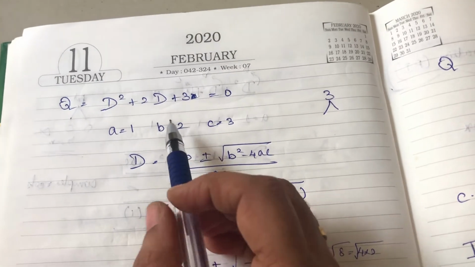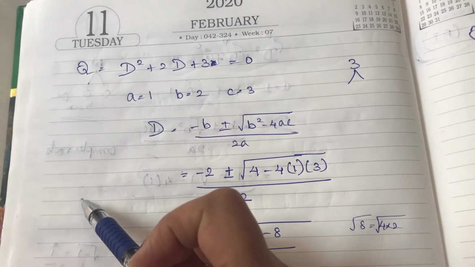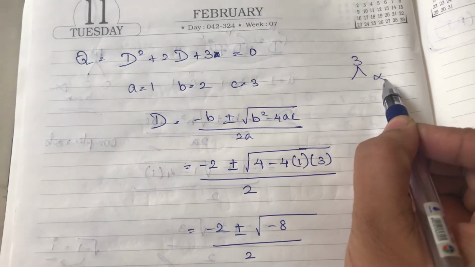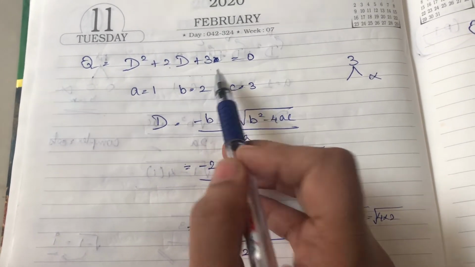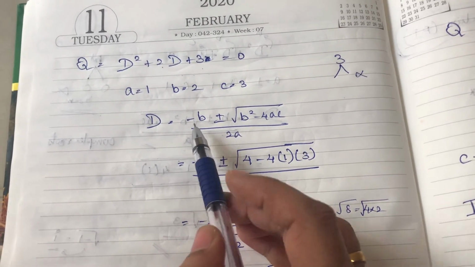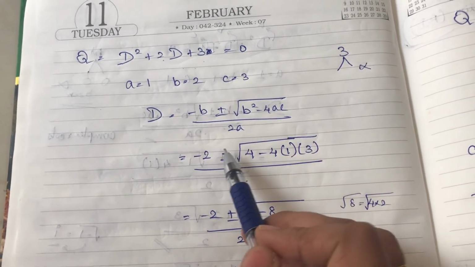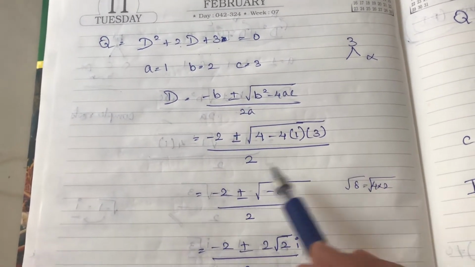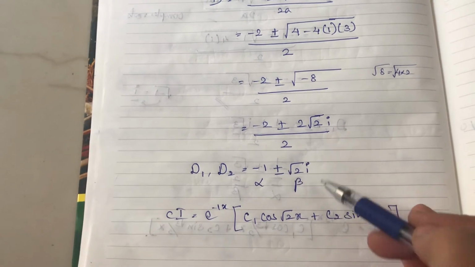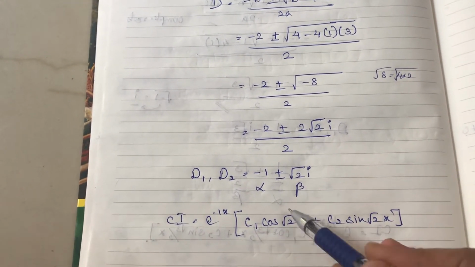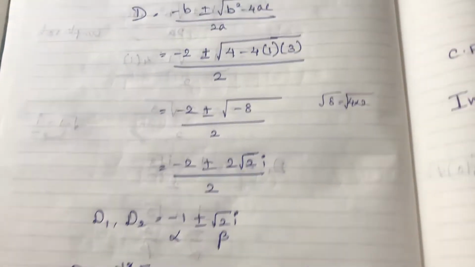Let's see another sum here. D square plus 2D plus 3 equals 0. Here we can't use this method, so I am just taking A equal to 1, B is 2 and C as 3. I am substituting in this formula: minus B plus or minus square root of B square minus 4AC, by 2A. Just substitute all these values and you will get at last minus 1 plus or minus root 2 i. So this is alpha, this is beta. You need to write this beta in terms of cos and sin and alpha as a common factor outside. Okay, so this is the thing.